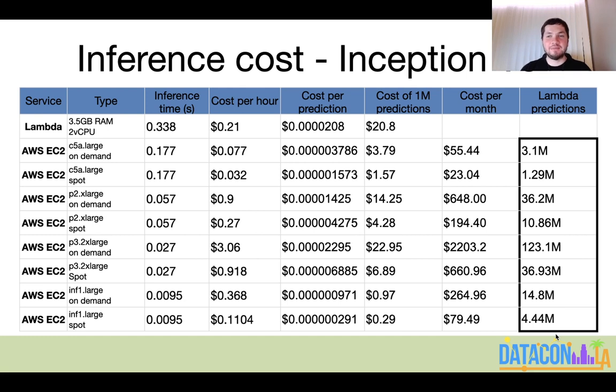But at the same time, if we compare Lambda to other instance types, we don't have to pay for idle time. So, for example, for the whole month of having any of the services on this table, we can see that we will have to pay for idle time anyway. So in this example, if you have less than 1 million invocations per month, then Lambda would be the most cost-effective way to run predictions.